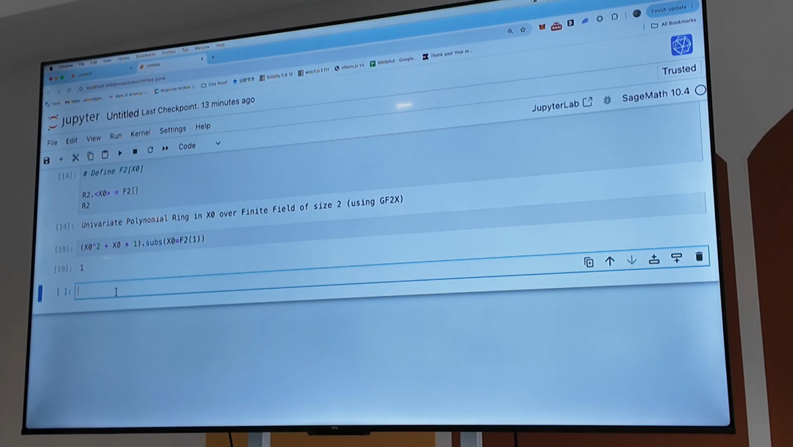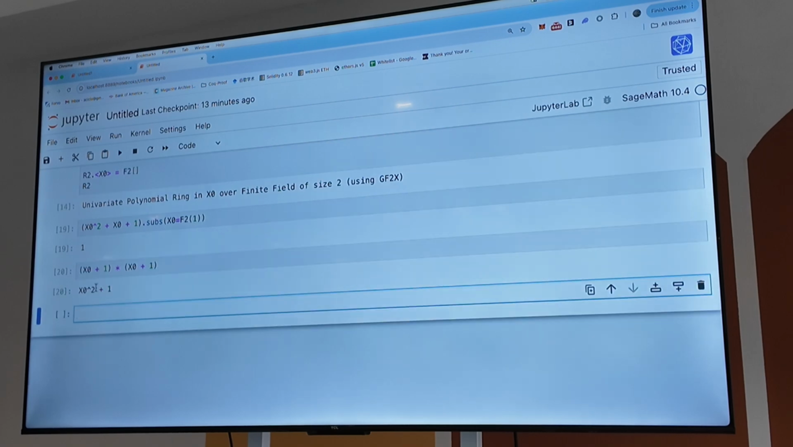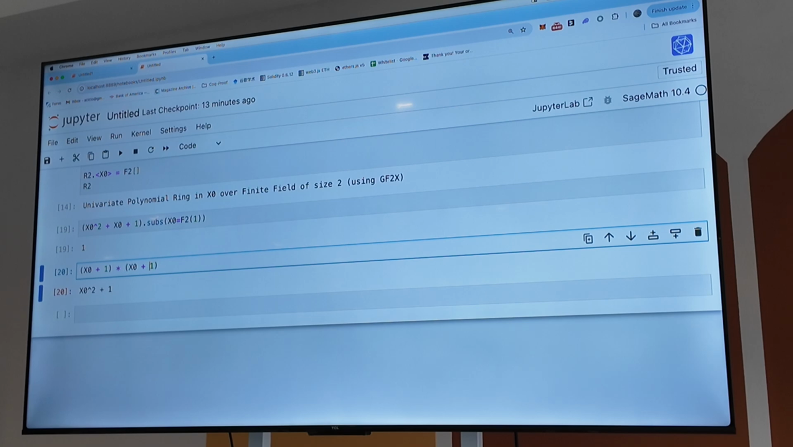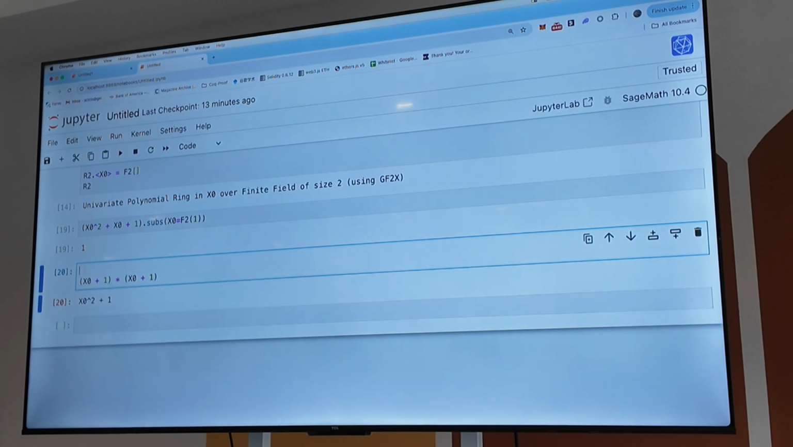And then we can also multiply two polynomials. For example, (x + 1) times (x + 1) equals x squared plus 1. Why? Because the cross term equals 0, right?